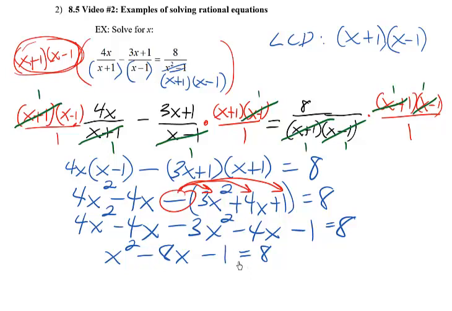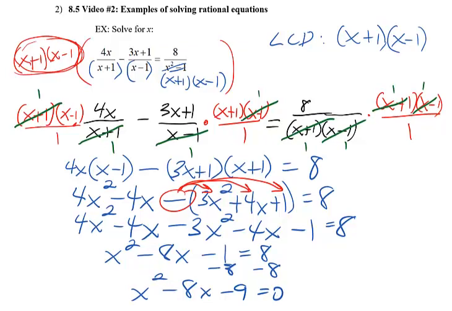Pretty much my choices are the factoring method, if possible, or the quadratic formula, if that doesn't work. Either way, I'm going to have to get that 0 on one side. So let's go ahead and do that. That gives me x squared minus 8x minus 9 equals 0.